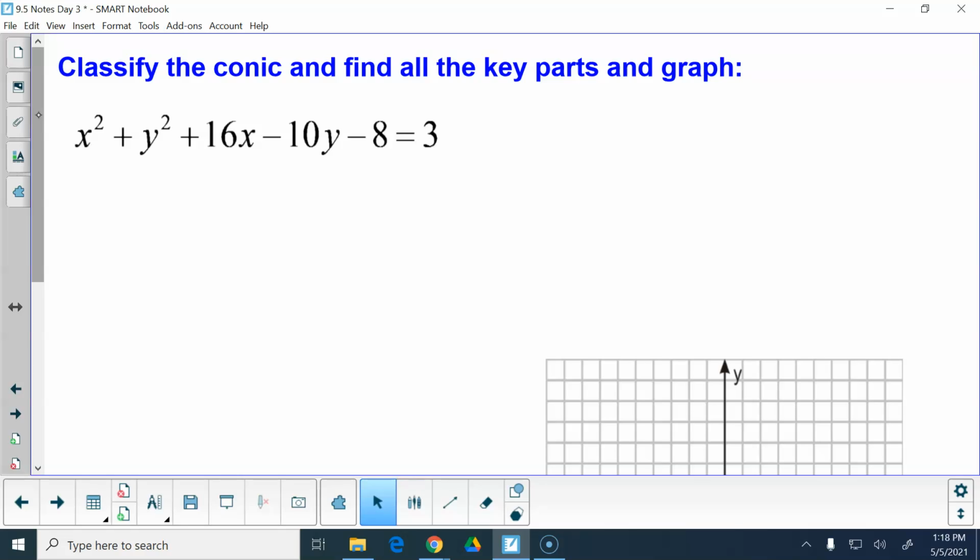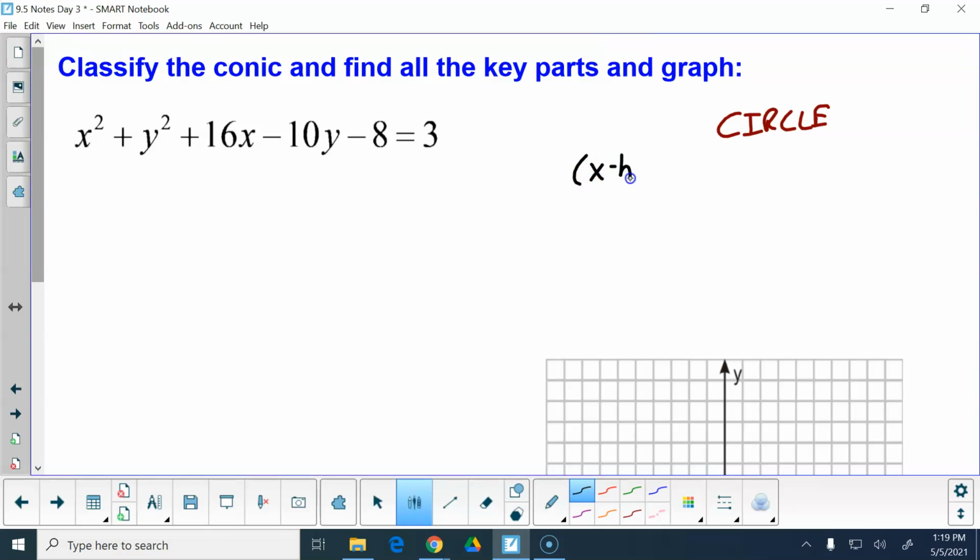Give you a second to write it down. So what is it? Circle? Why is it a circle? Yep, we're adding the squared terms, and the coefficients are the same. So this one is a circle. Equation of a circle: x minus h, quantity squared, plus y minus k, quantity squared, is equal to r squared. So we need to find the center and the radius in this particular one.